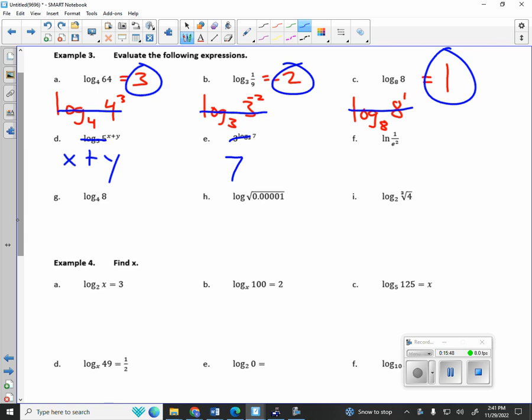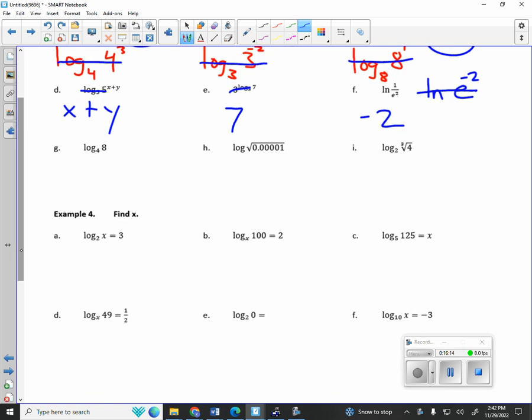Natural log of 1 over e squared. I'm going to rewrite this as the natural log of e to what power? 1 over e squared is e to what power? -2. Okay? What is the base of a natural log? E. So therefore, natural log and e cancel each other, giving you -2. Now, sometimes it's not that easy. These next 3 are straight from the ACT as well. I'm going to do these first 2 with you, and then after that, you're going to try the third one on your own. Worked pretty well first hour. We'll see how it goes here.